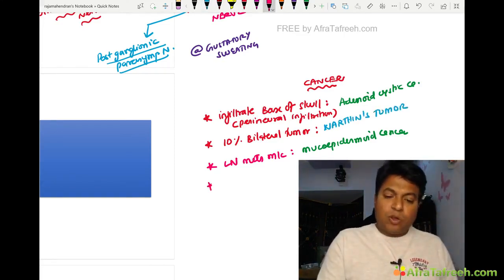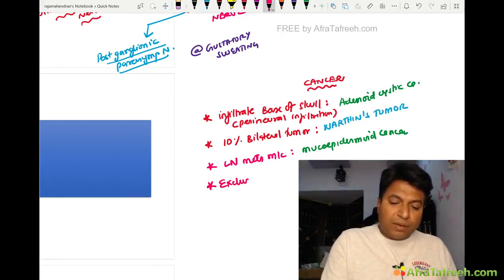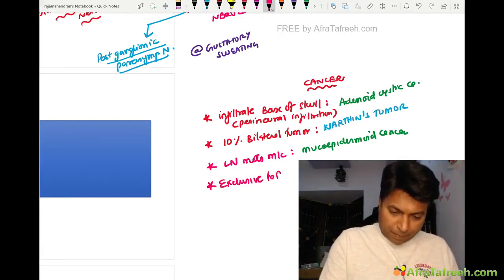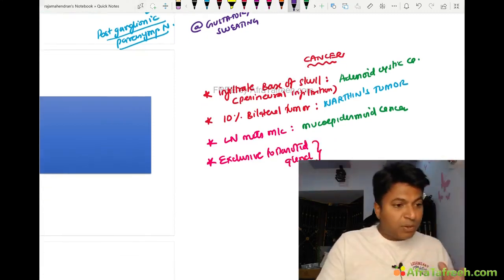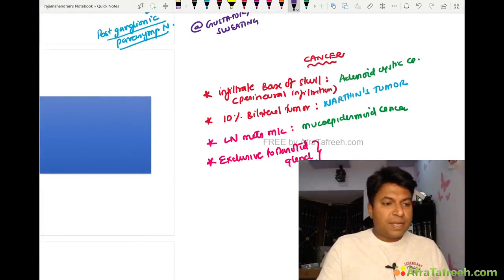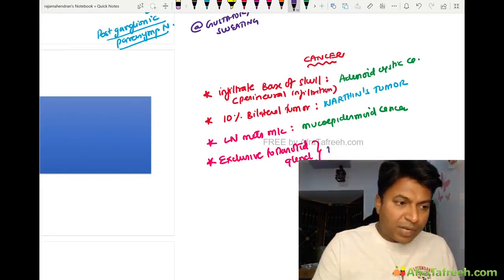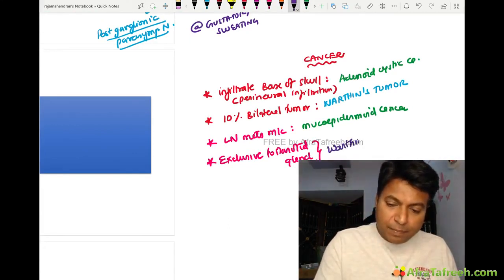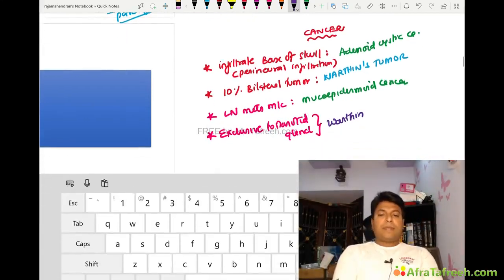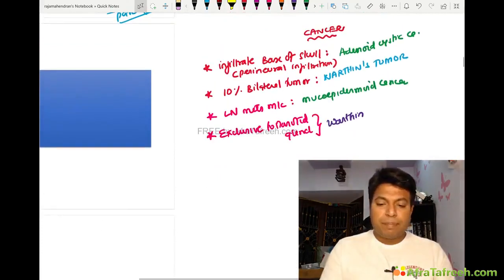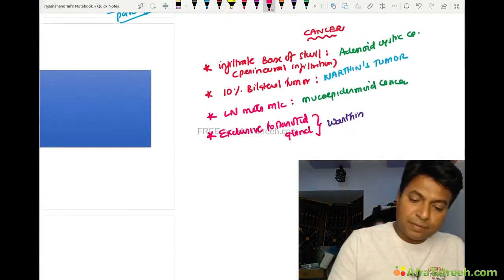Which salivary gland tumor is exclusive to parotid, not seen anywhere else? It's seen only in parotid gland. Yes, very good, Arjun. That is Warthin. Exclusive to parotid gland is Warthin's. Exclusively it is seen in parotid gland, not seen in any other glands.